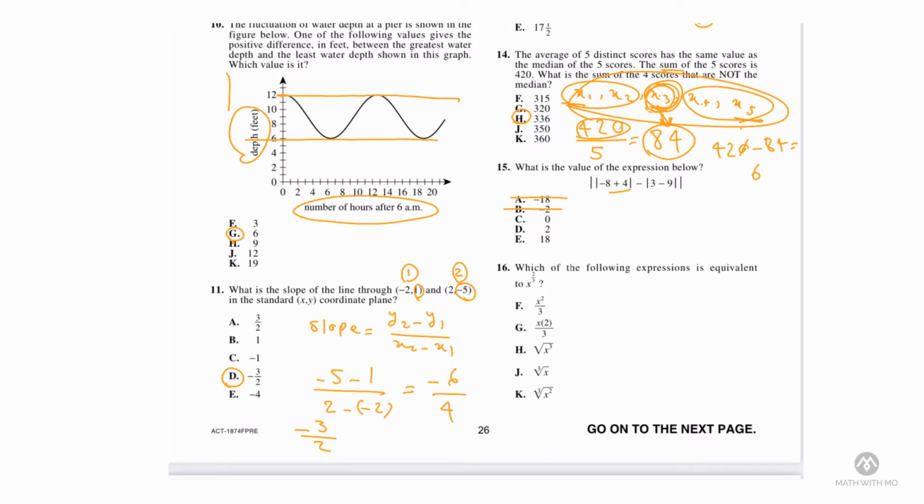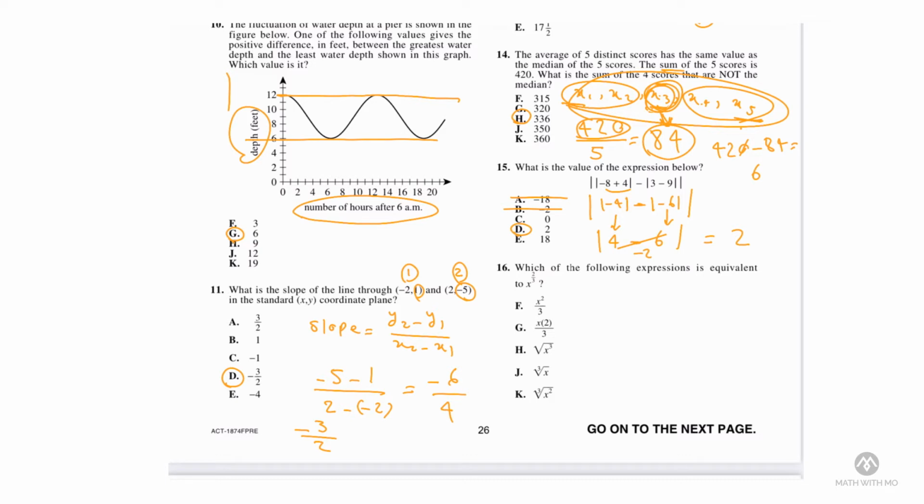Minus 8 plus 4 is minus 4 inside the absolute value, minus 3 minus 9, which is minus 6 inside the absolute value, and the whole thing is again inside the absolute value. So because minus 4 is inside the absolute value, it comes out as positive 4. Because minus 6 is inside, it comes out as 6. Now we have a minus in between, so put the minus between. 4 minus 6 is minus 2 inside the absolute value, so plus 2 comes out.